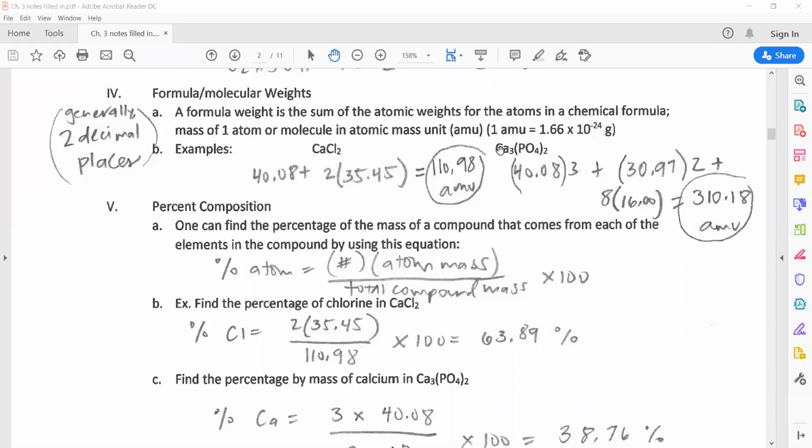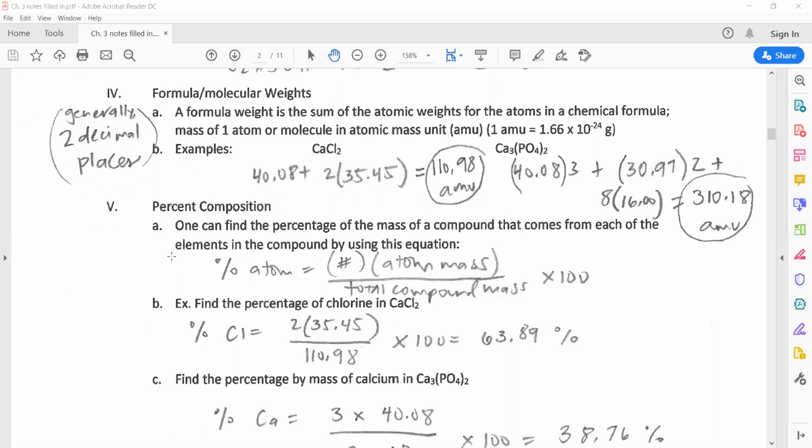Calcium phosphate, there's 3 calciums, so I'm going to add 3 times 40.08. 2 PO4s, so 2 phosphoruses, that's 2 times 30.97. And then actually 8 oxygens, so 2 times 4 is 8 oxygens, 8 times 16. We'll add these all up, and we get 310.18 AMU.